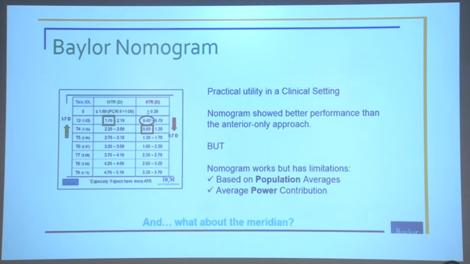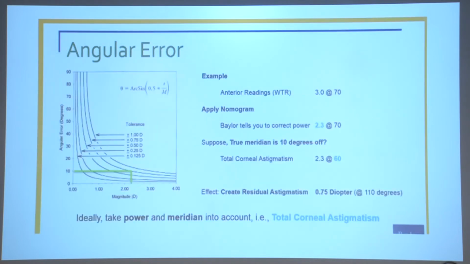They have average power contributions. So what to do? What about the meridian? We were not understanding the meridian part, and the meridian has a significant role in understanding the total corneal power. Suppose your cornea has a with-the-rule astigmatism of 3 diopters at 70 degrees, and you apply the Baylor nomogram; it gives 2.3 at 70 degrees only. It is not considering the angular power. But when we measure now, because we have machines, we can measure the total corneal power, and it gives 60 degrees. So that was the lacking in the Baylor nomogram.